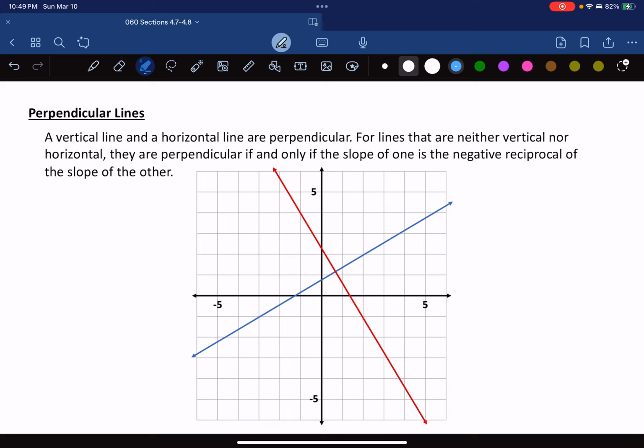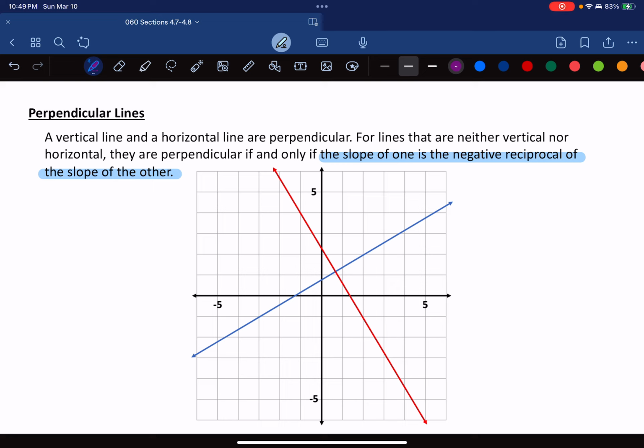So the thing we need to know about their slope, if they're not vertical and horizontal, then we can look at their slope and they will be perpendicular if and only if the slope of one is the negative reciprocal of the slope of the other. Now, what the heck does that mean?